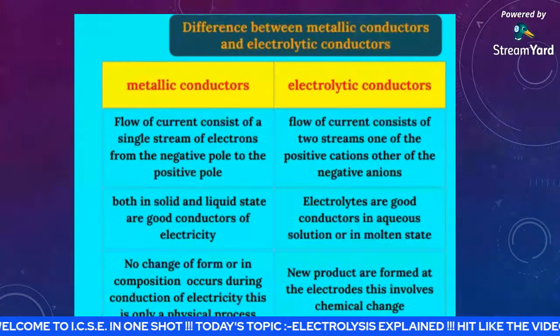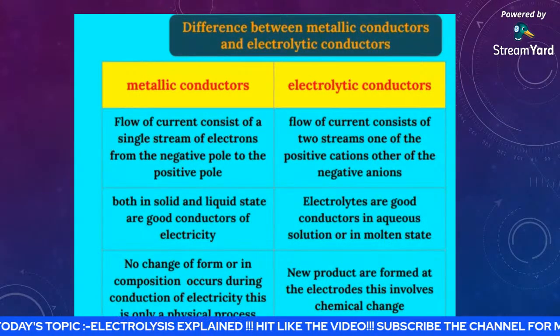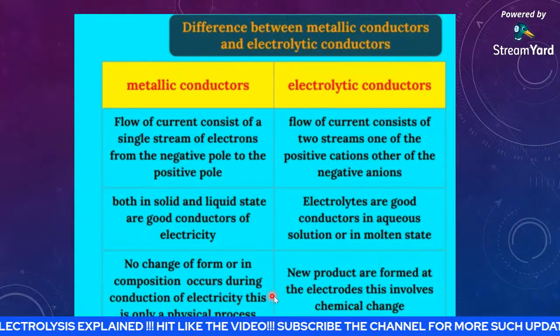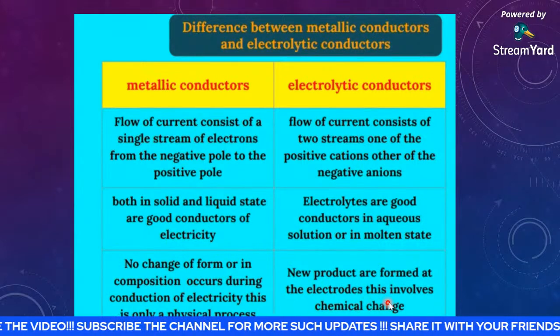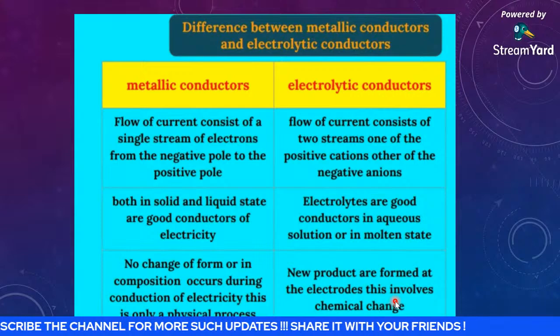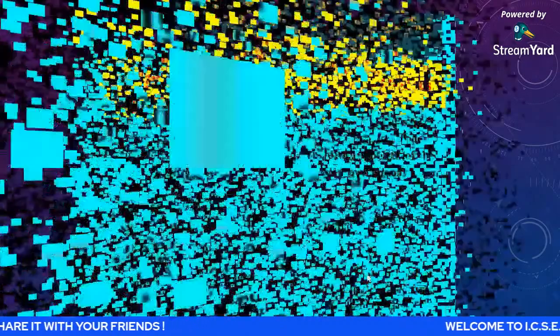Okay, so that is the very basics of this chapter. Next, in electrolytes, new products are formed at the electrodes that involve a chemical change. So that is the very basics.